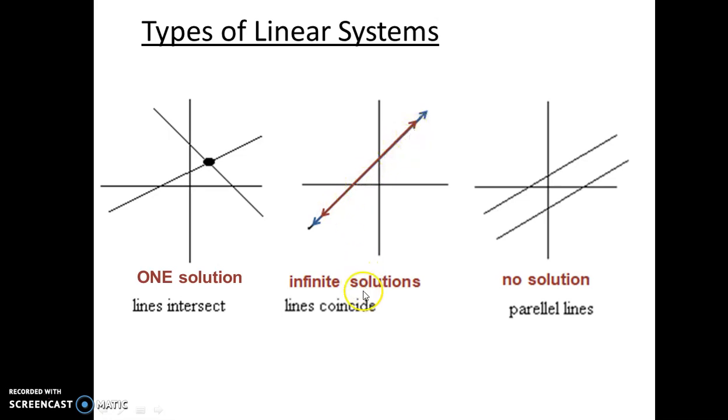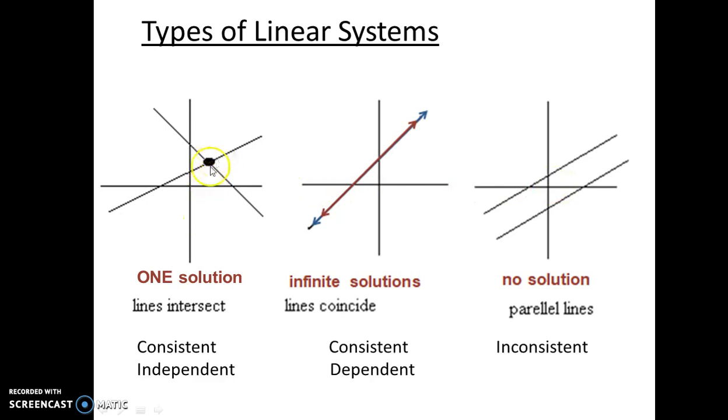Infinite solutions. And here we have parallel lines, and there's no solution because, as you know, parallel lines will never intersect. So when they never intersect, there's no solution. These are also called consistent independent systems. This one's called consistent dependent, and this is called an inconsistent system.